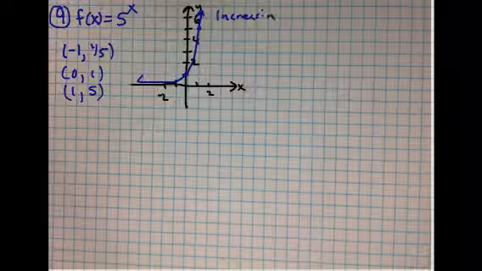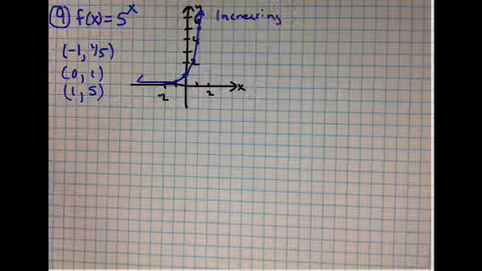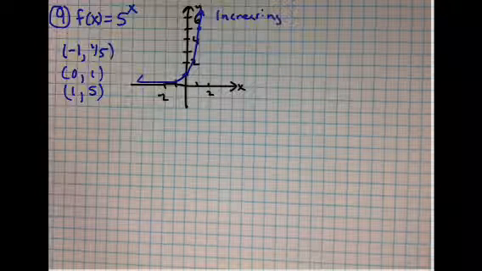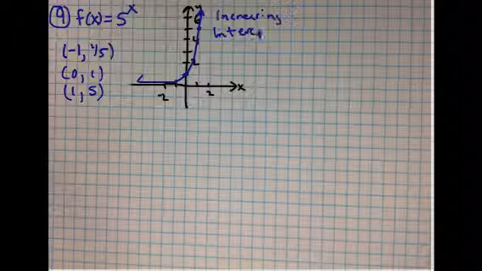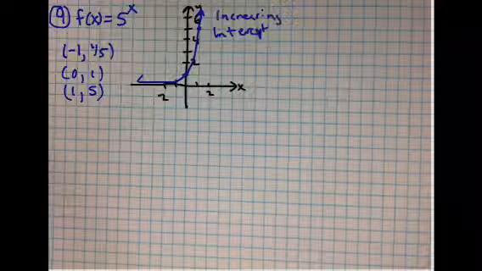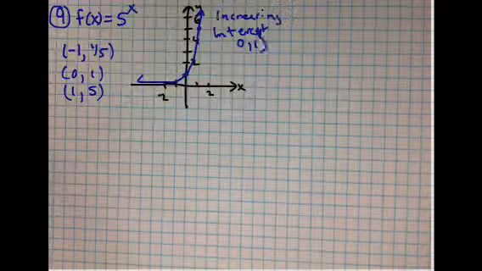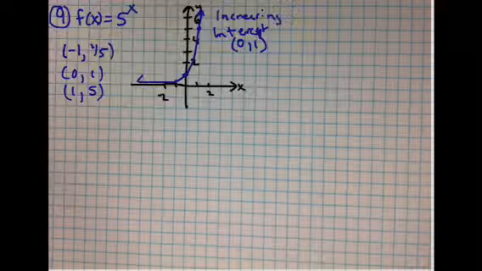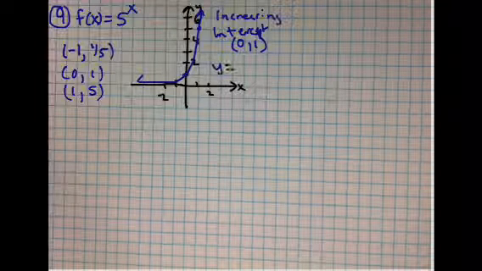The base is 5, right? You don't even have to graph it. You just look at the equation. The intercept is 0, 1. The asymptote is y equals 0.